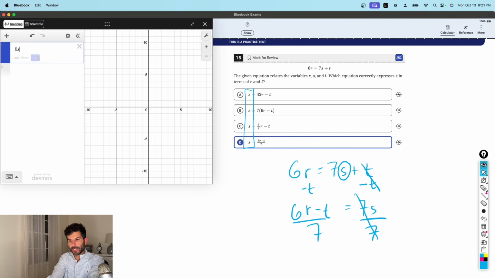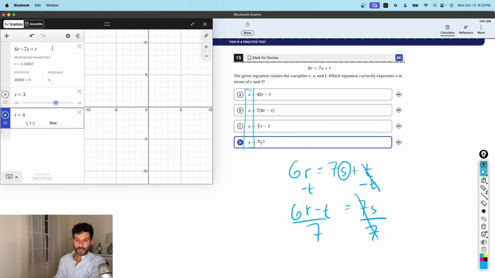Let's try regression on this. Let's do 6r tilde 7s plus t. Now, let's say that we set s equal to 3 and t equal to 4. That gives me an r value of 4.16 repeating.